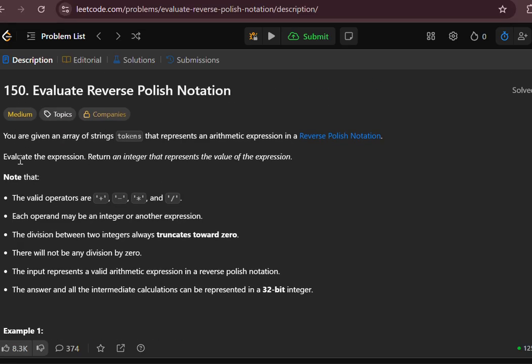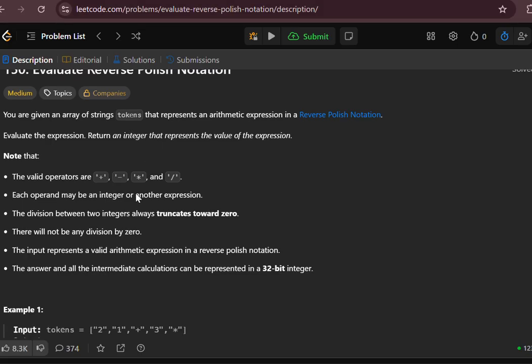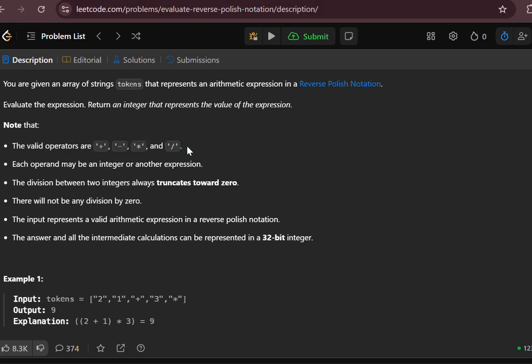What we need to do is evaluate the expression. Basically, we need to solve it and return an integer that represents the value of the expression, the result of the given postfix expression. The operators are plus, minus, multiply, and divide. Each operand is an integer, so there is nothing alphabetical. Division between two integers always truncates toward zero, and there will be no division by zero.